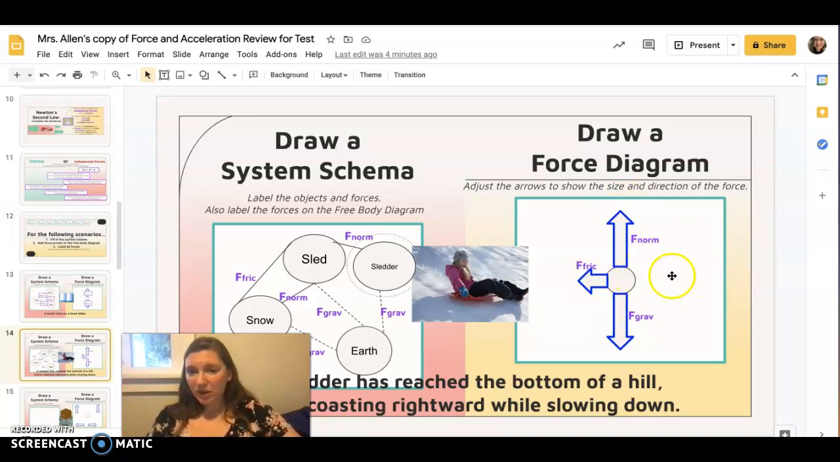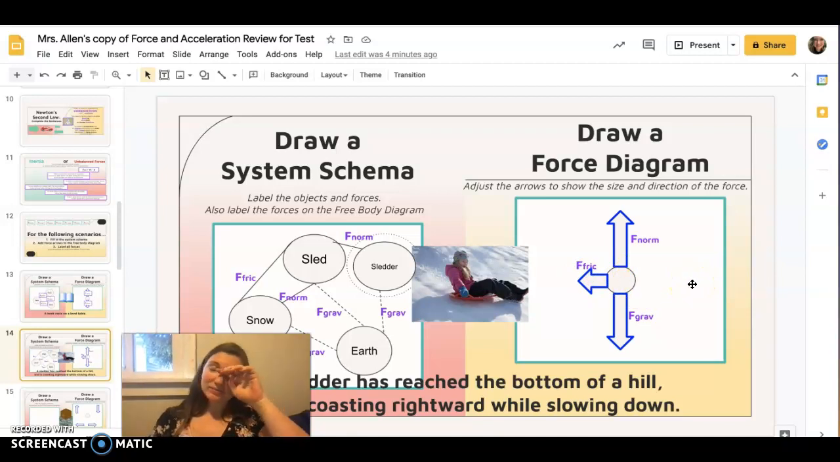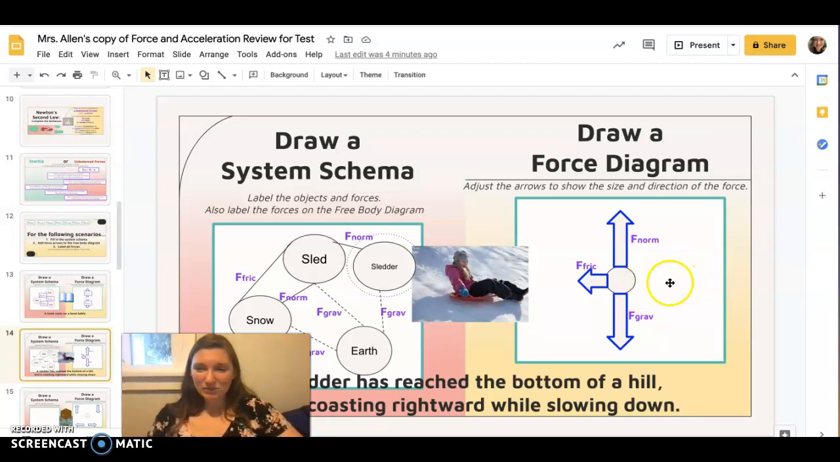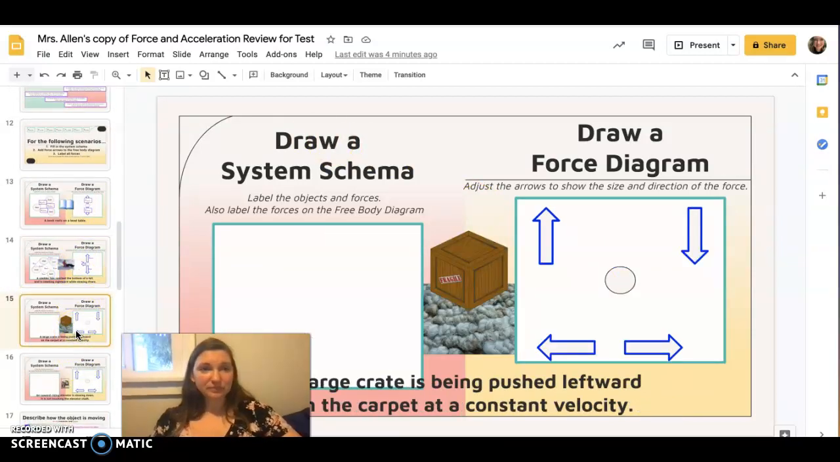Now she has momentum going this way, but there's no applied force in that direction. This is one thing I don't like about force diagrams, is they don't show that she's moving right now in this direction, but this is the thing that is slowing her down. This is the unbalanced force that's acting on her. If we were to do the equation about it, that's what we would see.